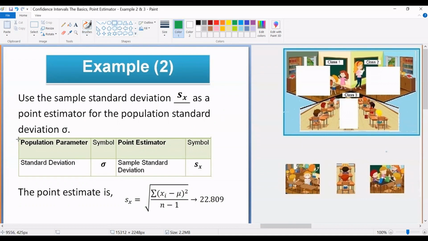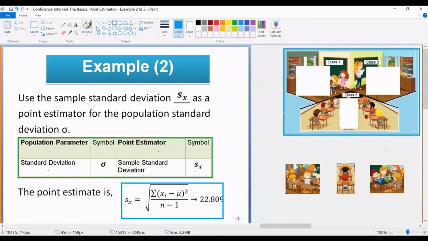And if we pull up our table that we had from before, this indicates our population parameter is standard deviation, and then we use sigma. Our point estimator, which is the sample standard deviation, S sub x. So in this problem now, our point estimator is going to be S sub x, and we use the standard deviation where in our equation is n minus 1, and again, n in this case is 10, that represents our sample.